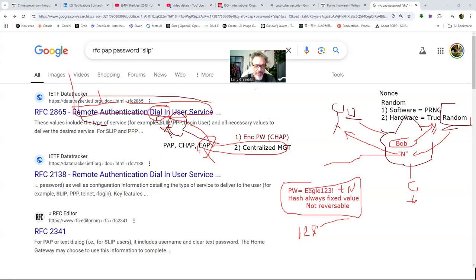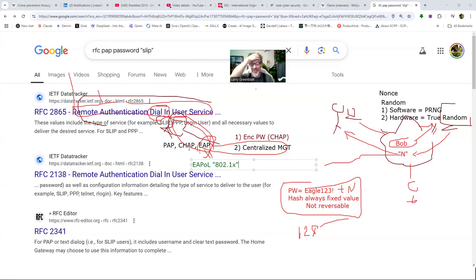EAP works with PPP, but I could make a special version of EAP that works on any LAN protocol, and that's EAP over LANs, also known as 802.1X. Don't sweat that. For CISSP, sweat that. You definitely want to know.